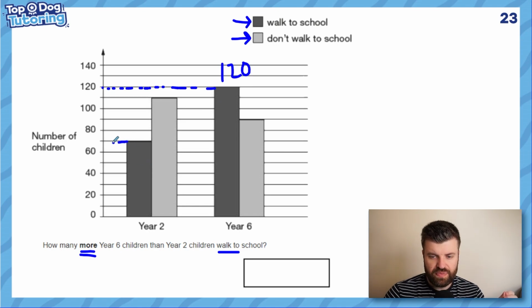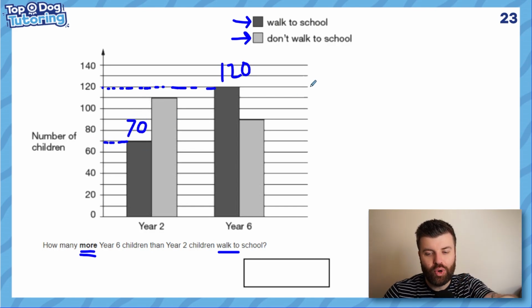How many in year 2? You'll notice very often it doesn't actually have it labelled. We're halfway between 60 and 80. We need to know that that's 70. And now the question is, how many more walk to school in year 6? So we don't add these together.